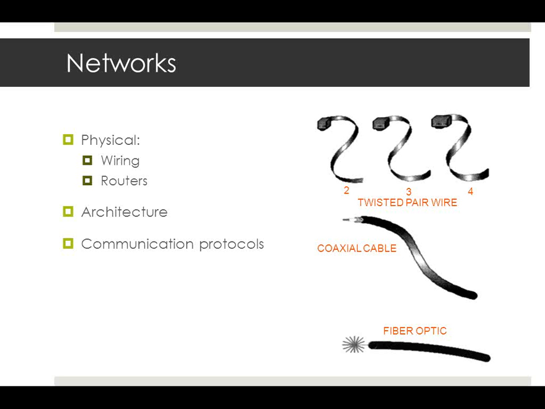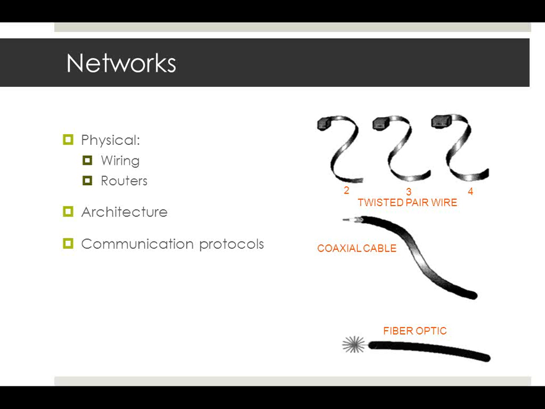There's the physical network, which is the wiring and the routers, and then there's architecture and communication protocols. Twisted pair wire we still use. I think 6 is the standard now, Enrique. 6 pair wire, or is it 8? It's 8. 8 now.